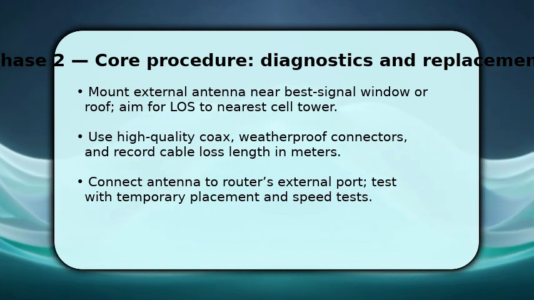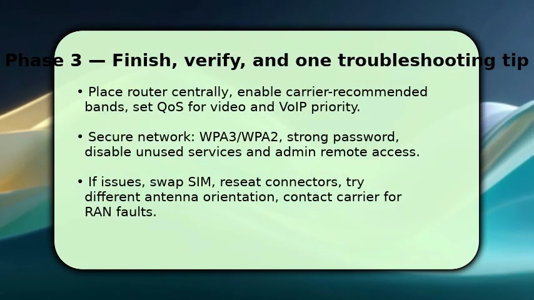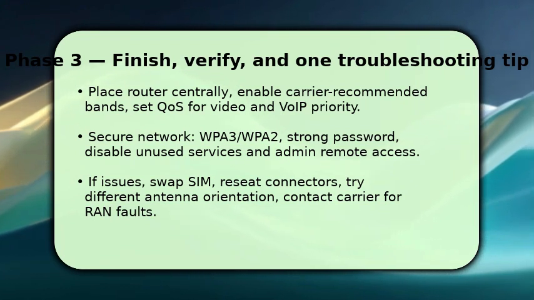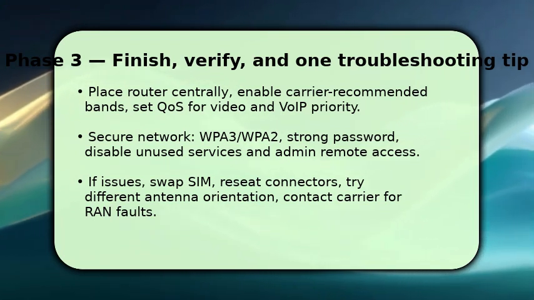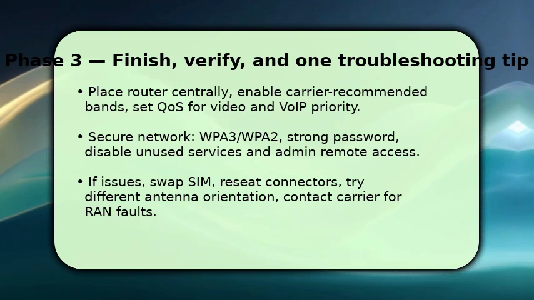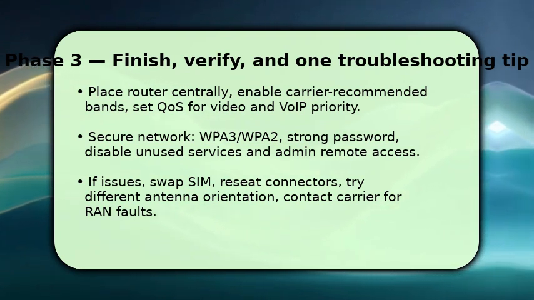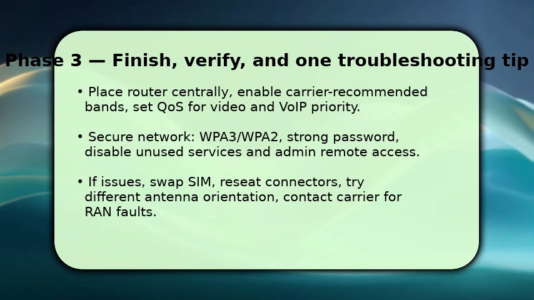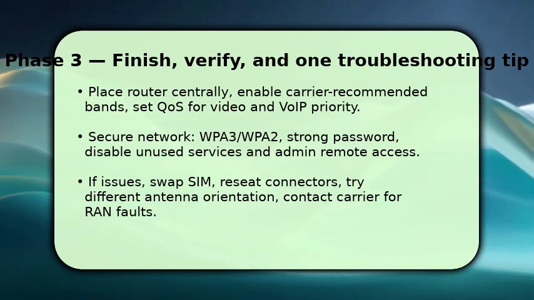Position it centrally in the house to reduce dead zones, enable the carrier-recommended bands, and set CoS rules so video and voice get priority. Secure the network with WPA3 or WPA2 and a strong password. Disable unused services and remote admin access.